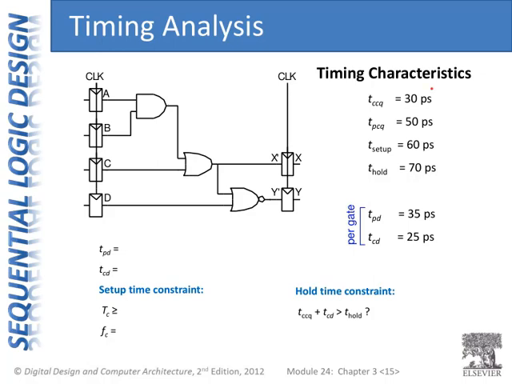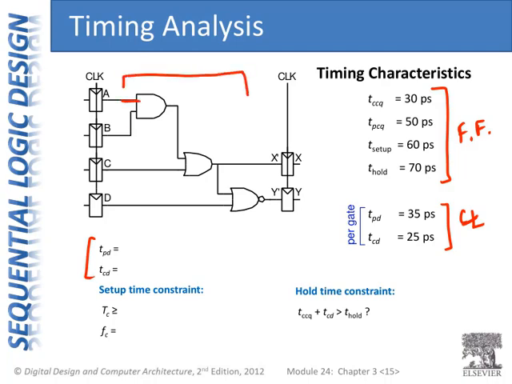We have some characteristics of our flip-flops, our registers, and some combinational logic timing constraints, propagation and contamination delay for each of the gates. So let's figure out what the combinational logic constraints are. Well, for propagation delay, the longest path, the critical path, is from A or B to Y prime. So that's 3 gate delays: 3 times TPD gate equals 3 times 35 picoseconds, 105 picoseconds.